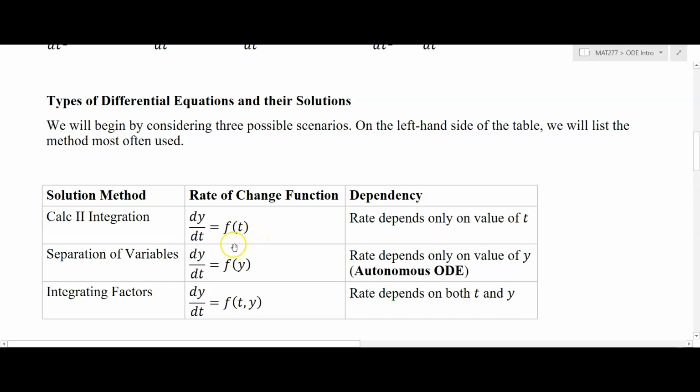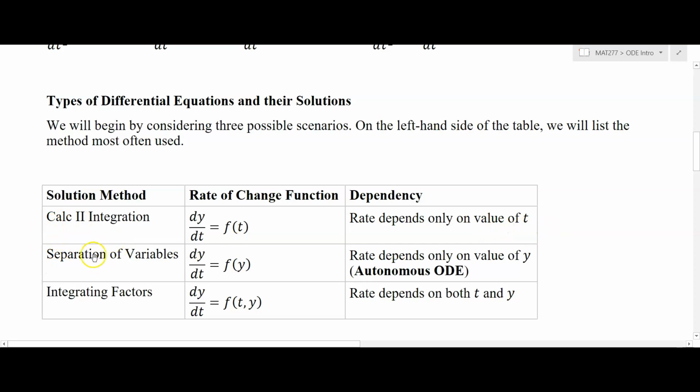And that was no problem. You could just integrate the equation using certain techniques and determine y versus t. In this case, notice the dependency. The dependency is what does the rate of change depend on? Well, it only depends on the value of t.